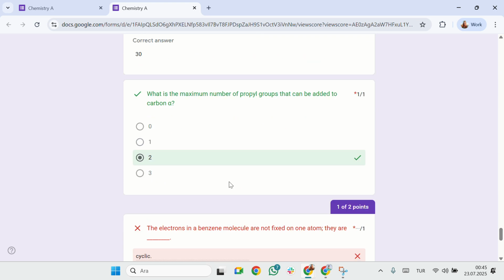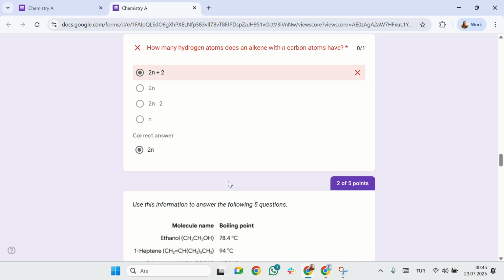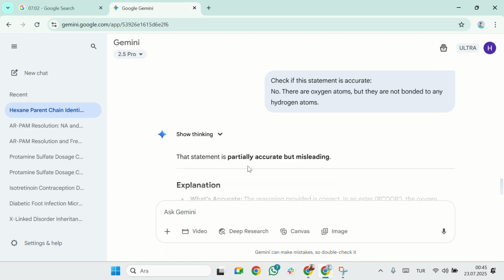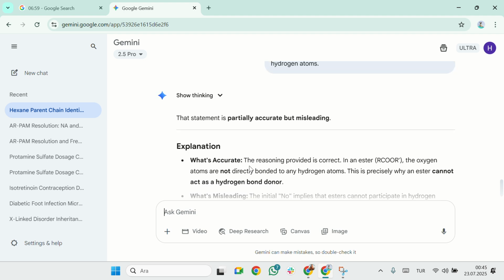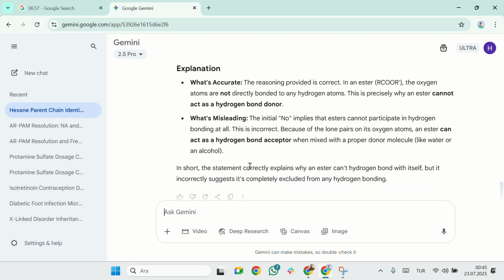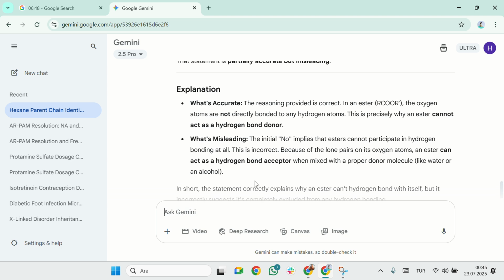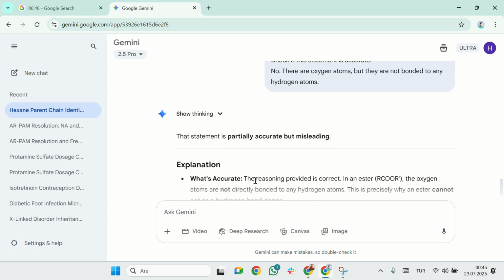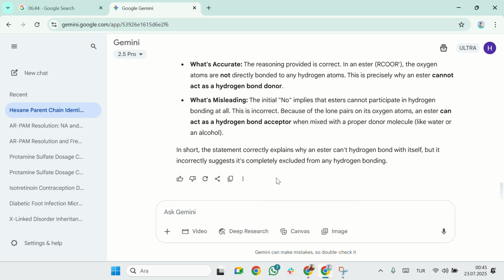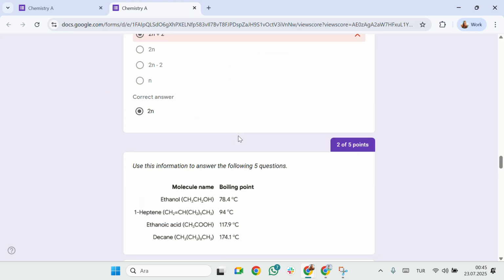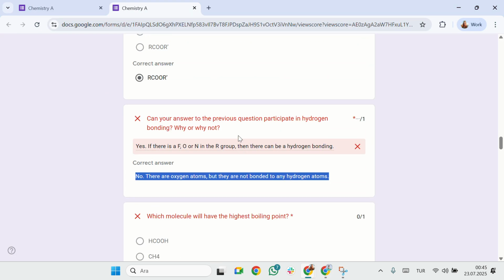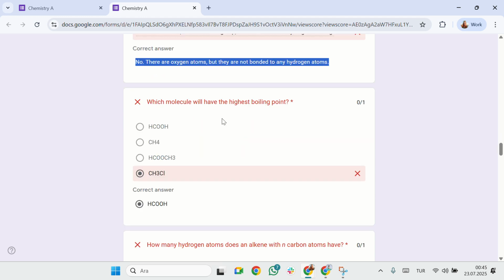How many questions do I have left? Okay, I need to be faster. Partially accurate but misleading. I'm not an expert in chemistry, but I'll accept Gemini's response on this. Okay, let's move on to another question.